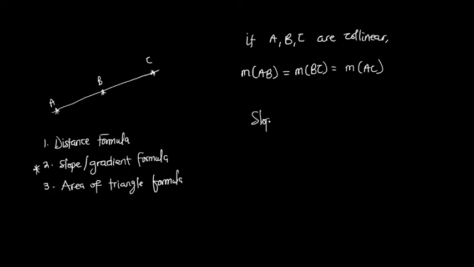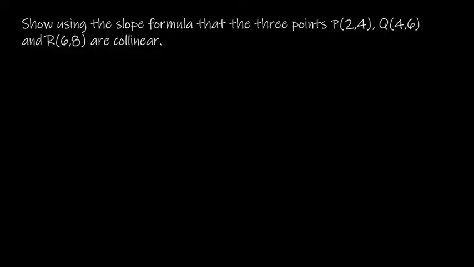Now, just a little recap. To find the slope or the gradient of 2 points, which is given by m, this is equal to the change in the y-axis, which is y2 minus y1, over x2 minus x1. So this is basically the change in y-axis over the change in x-axis. This is the formula for calculating the gradient of a line given any 2 points. Alright, so let's look at an example. We are to show, using the slope formula, that the 3 points P(2,4), Q(4,6) and R(6,8) are collinear. Let's go ahead and look at the solution to this problem.